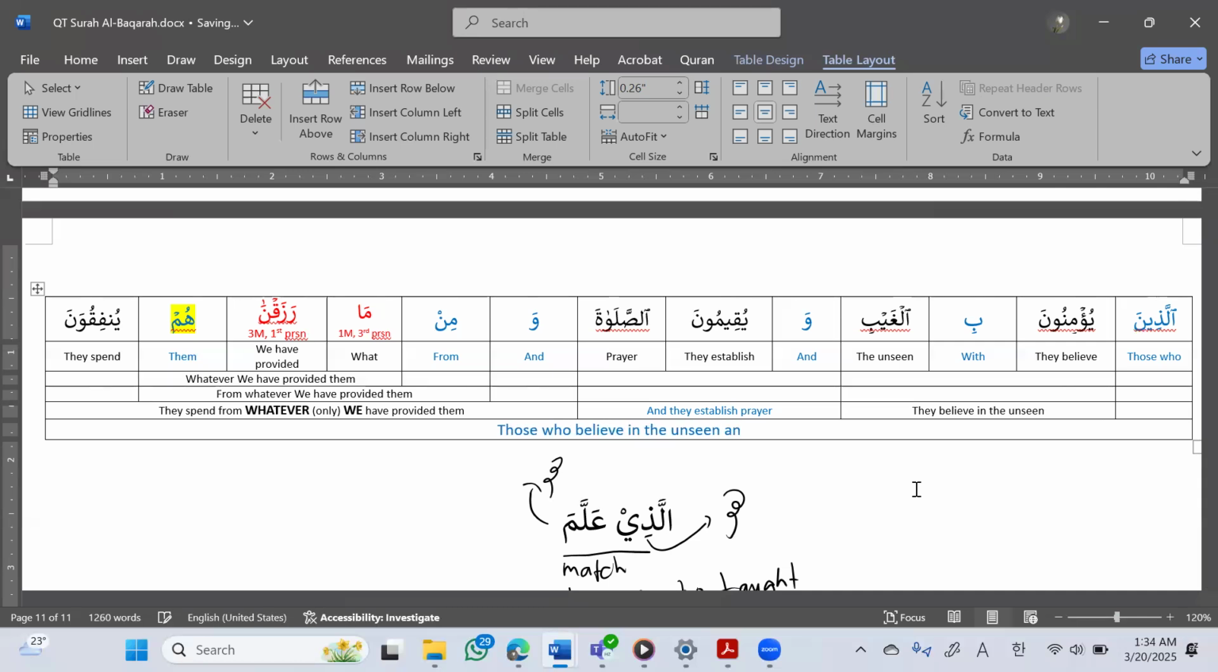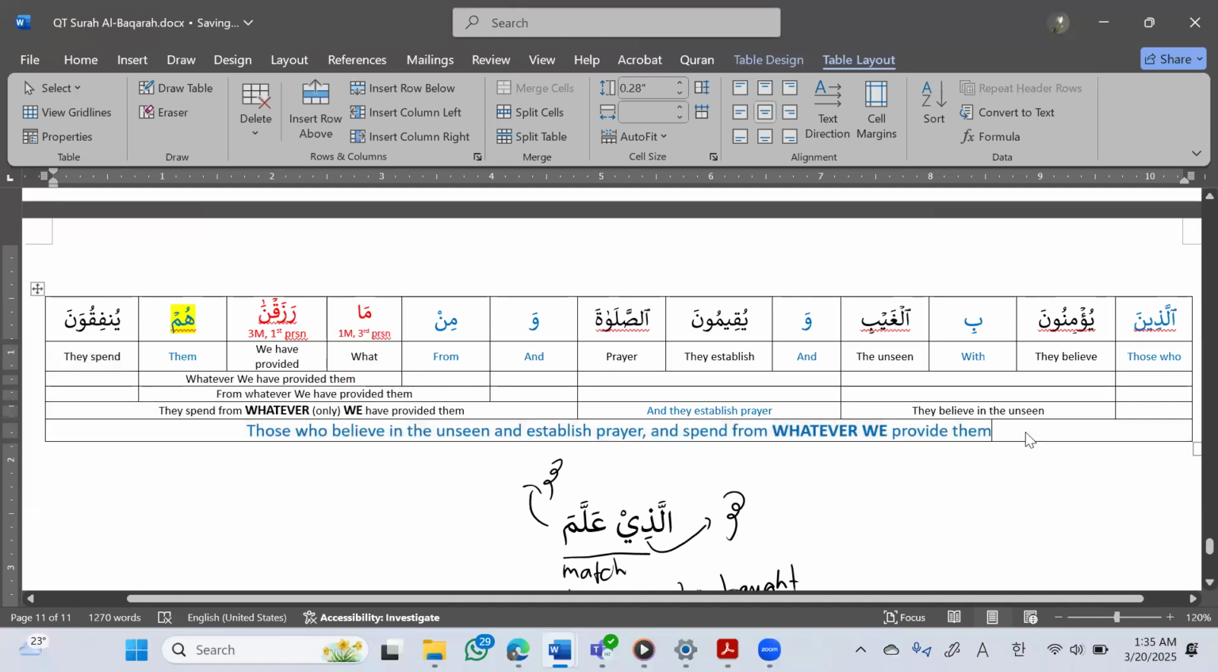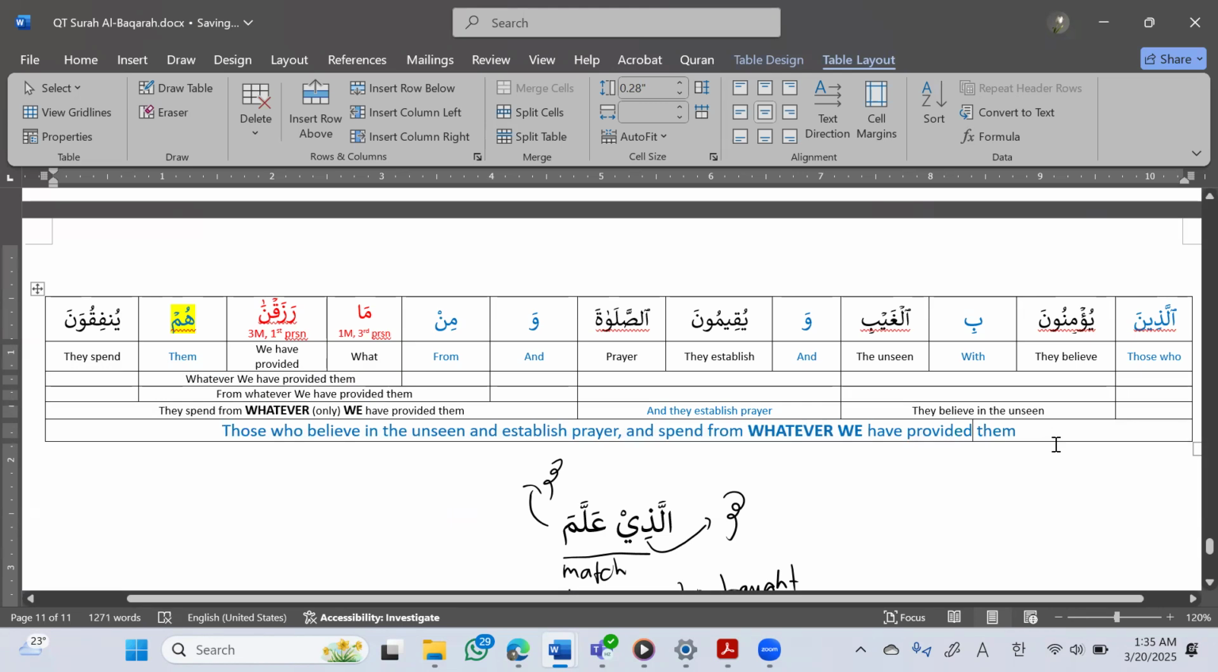And they're all connected, Sister Hana, from the ataf and Alladhina and everything, connecting the pronouns. And spend from whatever we have provided them. Okay, this is the final translation. All good? Can we just write provided, or should have be included, or what do you think? Yeah, fine. Okay, we have provided them.